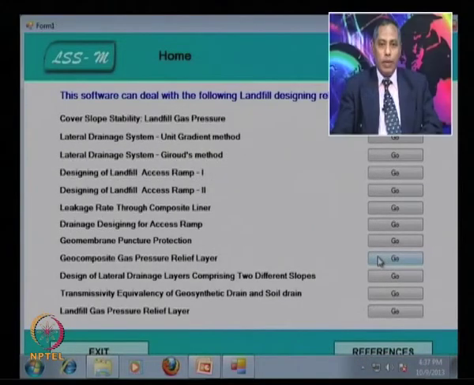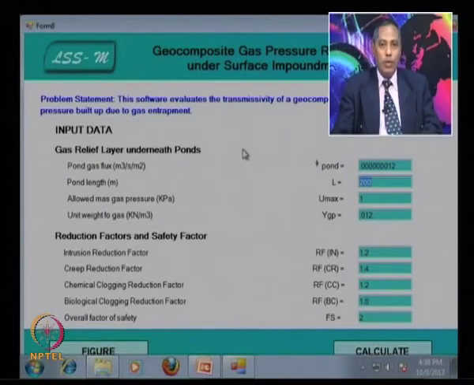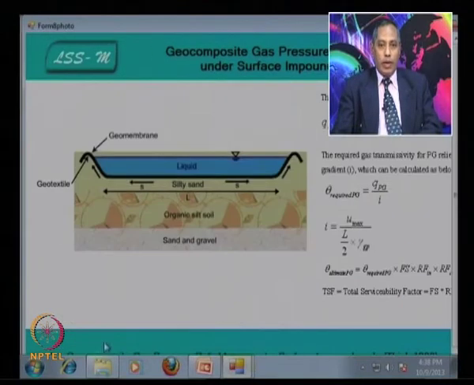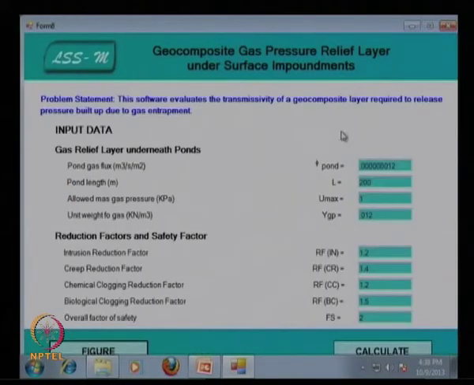Geocomposite gas pressure relief layer. So, this is the problem statement: the software evaluates the transmittivity of the geocomposite layer required to release the pressure build up due to gas. Now, here this is the geocomposite gas pressure relief layer under the surface impoundment, and this is the equation that has been used in this program.